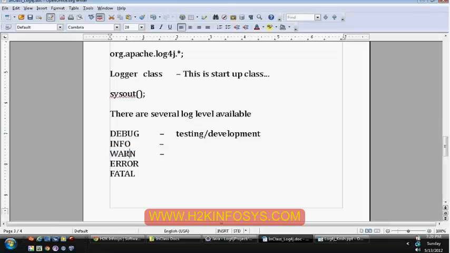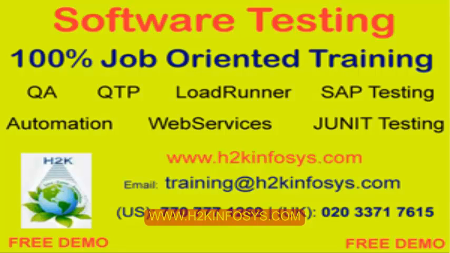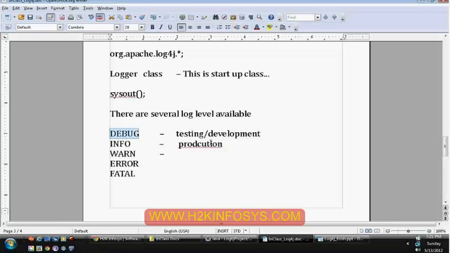So the debug level will be used in testing and development, and the info level will be used in production, because we don't want the production logs to fill up very fast. QA means testing environment, so you won't receive many requests, but in a production environment you're going to handle a lot of load and your log file will fill up very fast. That's the reason we won't use the debug level in production.